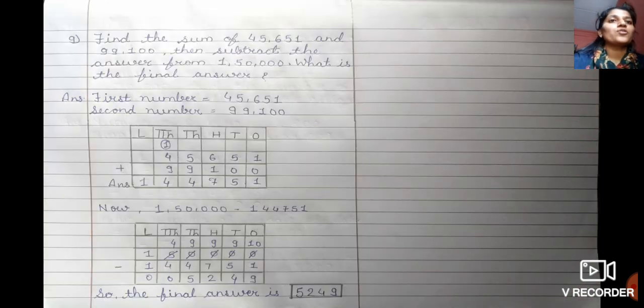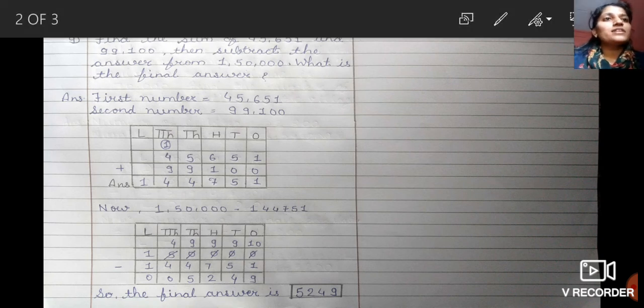Now we are going to solve our last example, that is the ninth one. Find the sum of 45,651 and 99,100. Then subtract the answer from 1,50,000. What is the final answer? So we have to find the final answer. They have told us to find the sum of these two numbers, and then subtract the answer from the given number, that is 1,50,000.